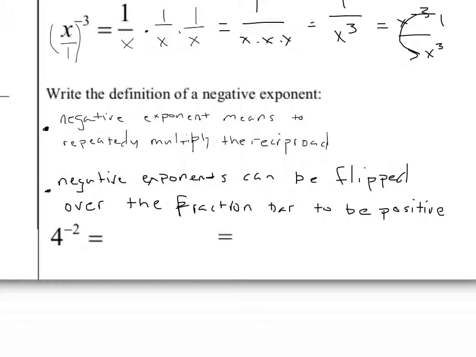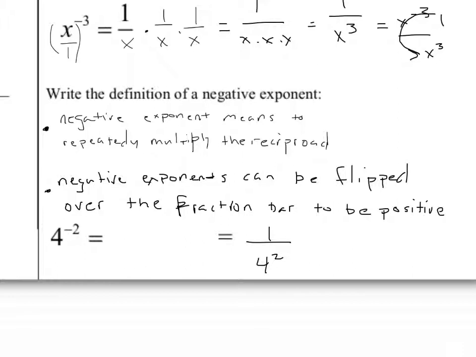So using that second definition, I can immediately rewrite 4 to the negative 2 by flipping it over the fraction bar, by moving it to the bottom and making it positive. It's kind of a shortcut. But we have to know where that shortcut comes from. We're going to find that using expanded form is going to be 80% of the justification that we use in this unit. Your true understanding will probably come from using a lot of expanded form.